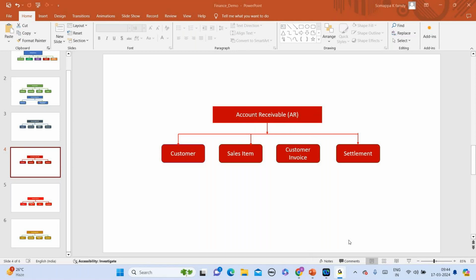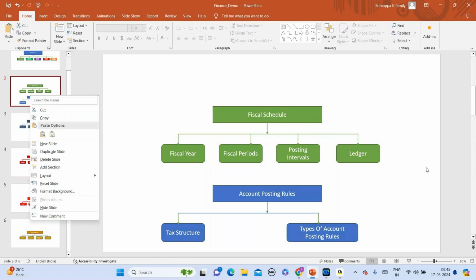Exactly, that's what I was looking for. General ledger, AR, AP, these are the must-have modules per se. Yes, that's correct. So in training, we should focus more on these three, in and out, because even a layman kind of knowledge on financials is required.